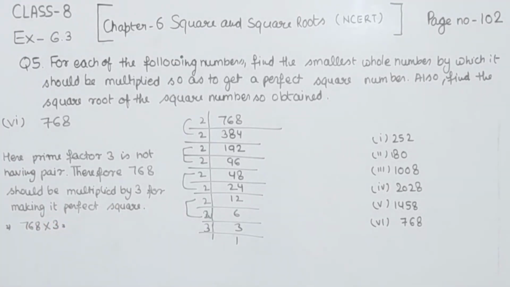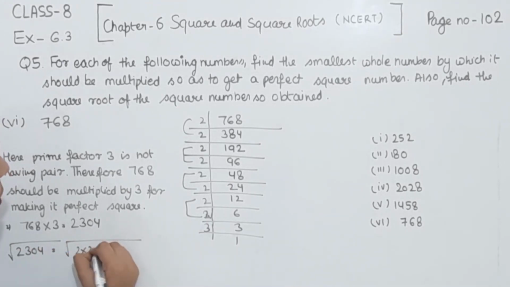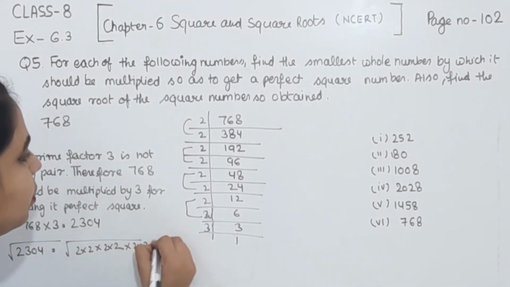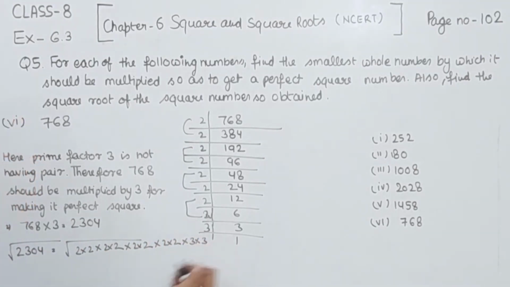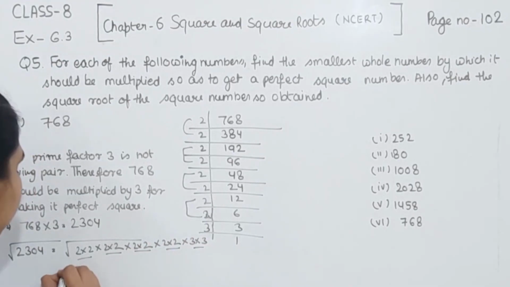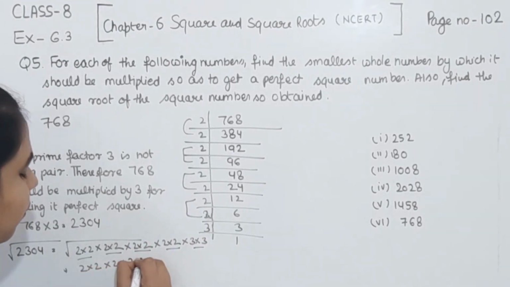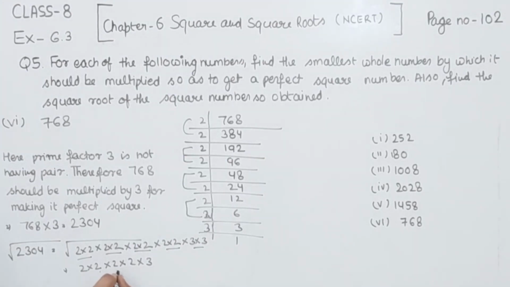So 768 multiplied by 3, we are having the value as equal to 2304. This is the number we are having. Now we are going to write the factors. 2304 is equal to 2 multiplied by 2, 2 multiplied by 2, 2 multiplied by 2, 2 multiplied by 2 and 3 multiplied by 3. So 2 2s are 4, 4 2s are 8, 8 2s are 16 and 16 3s are 48. So root 2304 is equal to 48.